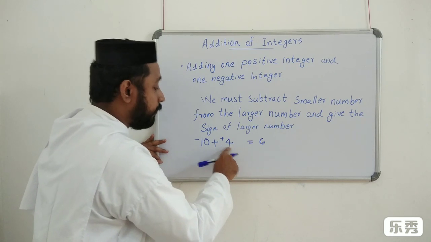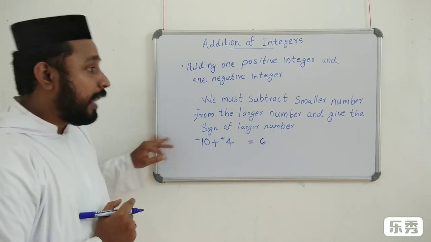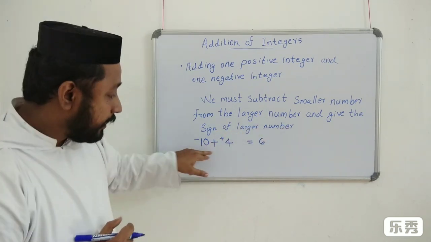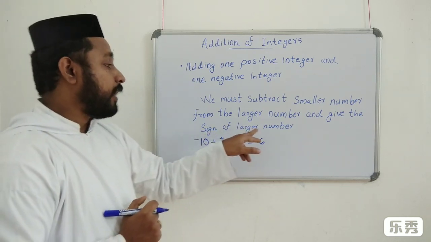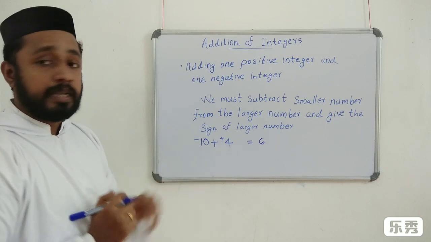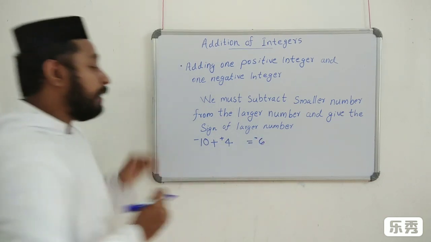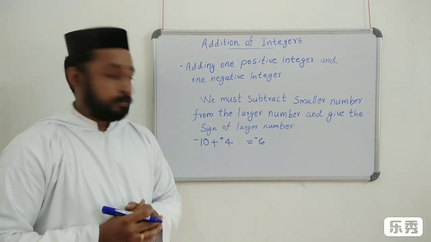Subtract smaller number from the larger number. 10 minus 4, which is equal to 6, and give the sign of the larger number. Here 10 is the larger number, therefore give the sign of the larger number. The sign of the larger number is negative, so we give minus for the answer. So minus 10 plus 4 is equal to minus 6.